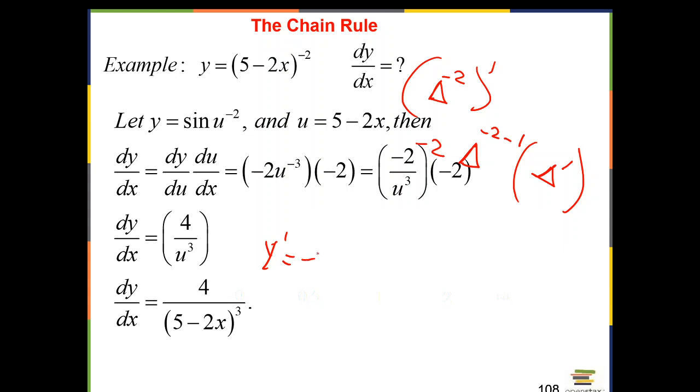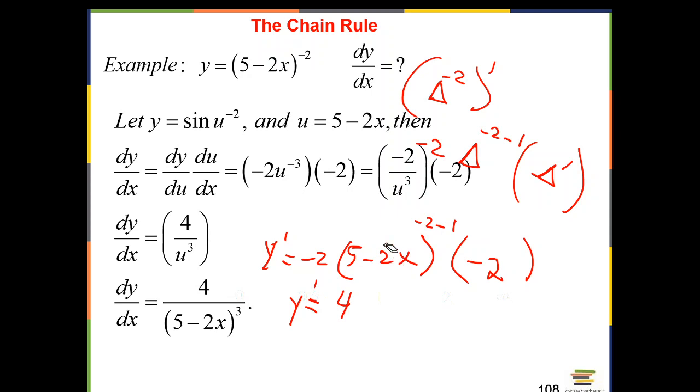would be negative 2 times (5 minus 2x) to the negative 2 minus 1, times what's the derivative of the inside? Negative 2, right? So negative 2 times negative 2 is 4. So y prime is 4 times what? Times this, which is negative 3. And negative 3, you move it to the denominator. It becomes positive 3, right? All right.